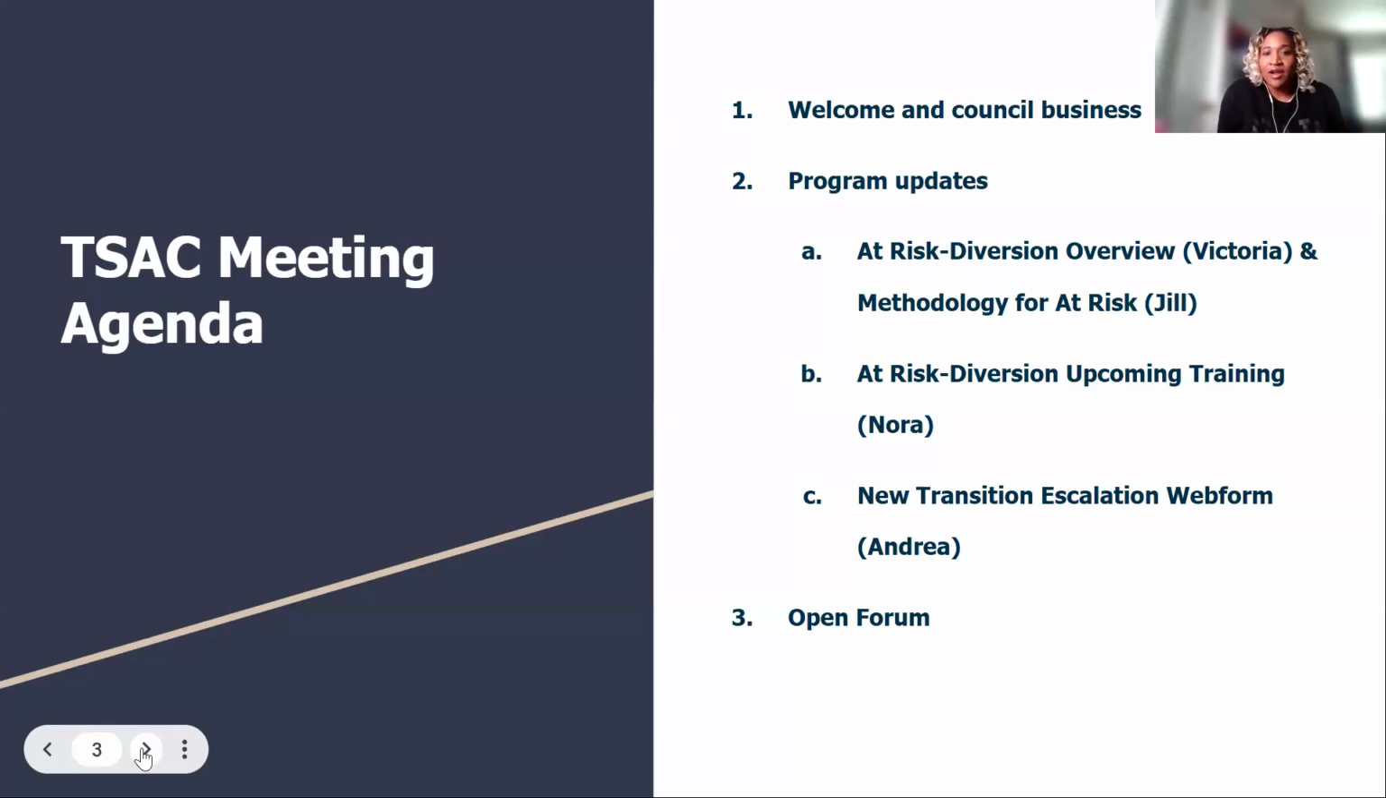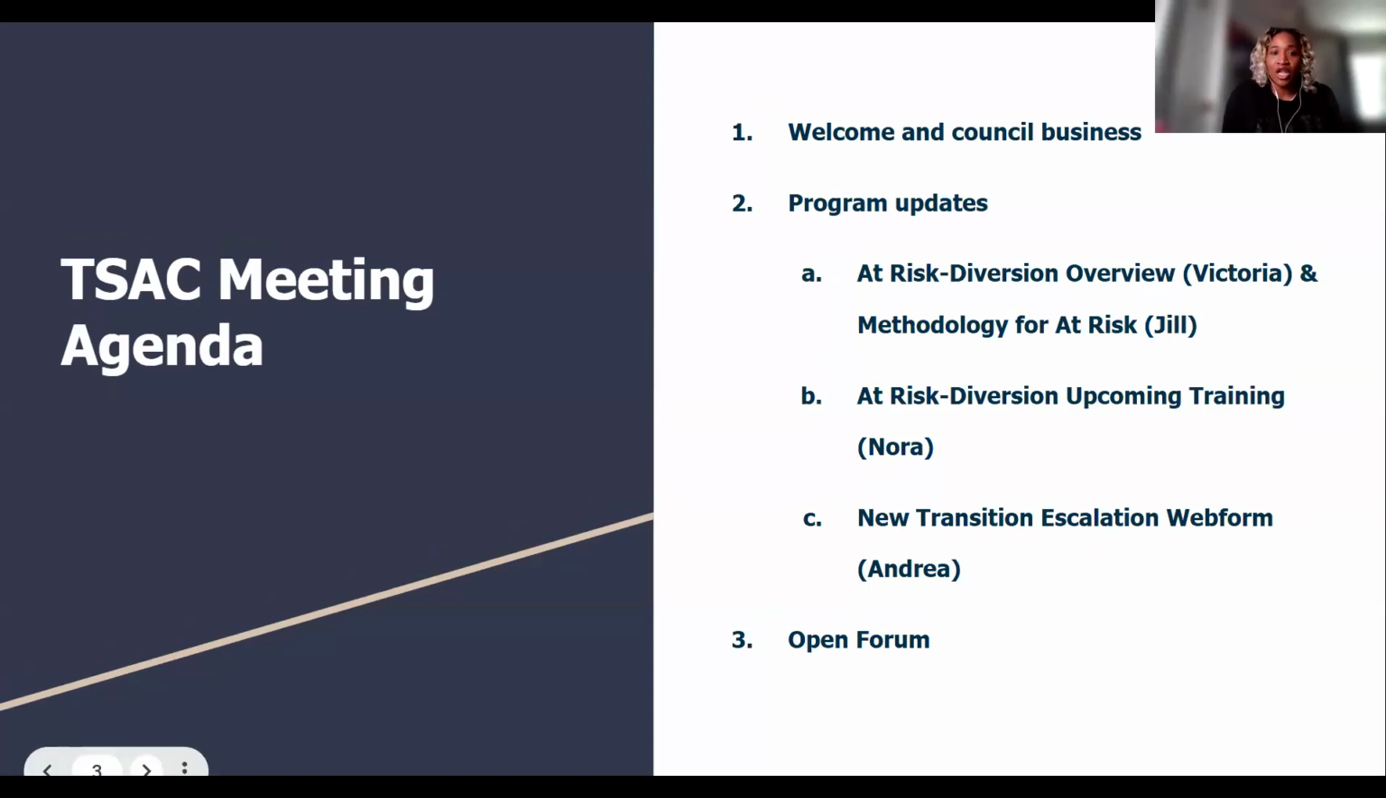So we'll start with our welcome and our council business, which we just discussed, and some of the housekeeping rules and information. Next, we're going to get into program updates. There will be an at-risk diversion overview presented by Victoria, and a methodology for at-risk presented by Jill. Next, there will be an at-risk diversion training from Nora. The last program update will be the new transition escalation web form. It won't be presented by Andrea. Someone else is going to come in and present it, and I'm not sure who, but don't worry, we'll have it taken care of. After that, we'll have an open forum for any questions, and then we will close.